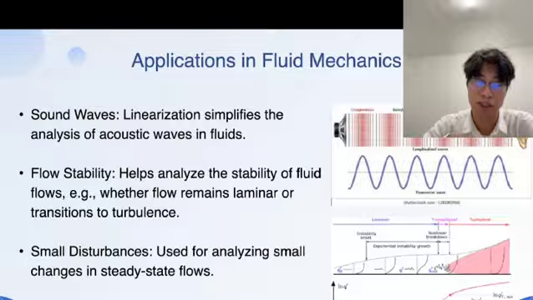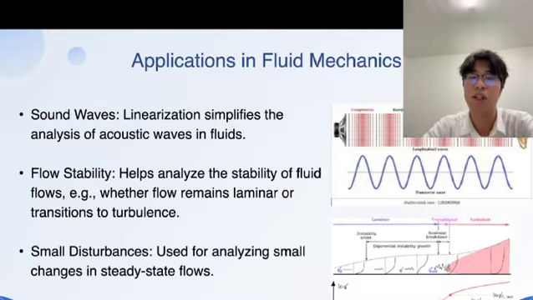Applications of linearization in fluid mechanics. One of the key applications of linearization in fluid mechanics is the study of small disturbances in a steady fluid, such as sound waves or stability analysis of fluid flows. By linearizing the Navier-Stokes equations, we can derive equations for the small perturbations, which can then be solved using linear techniques such as eigenvalue analysis and perturbation methods.